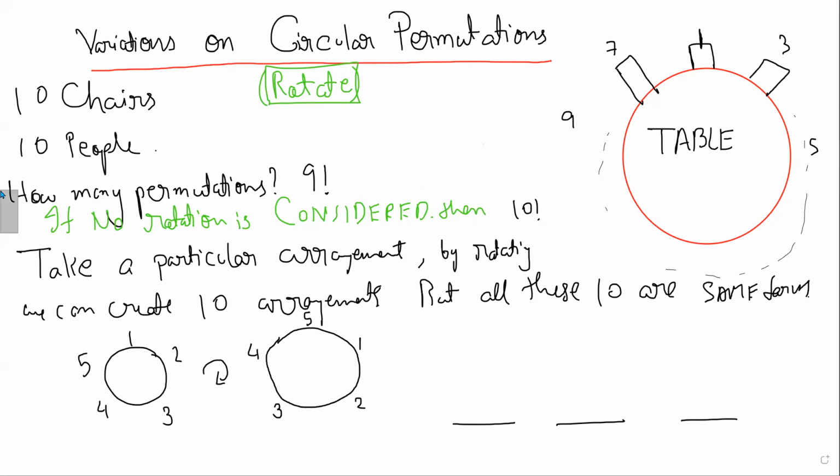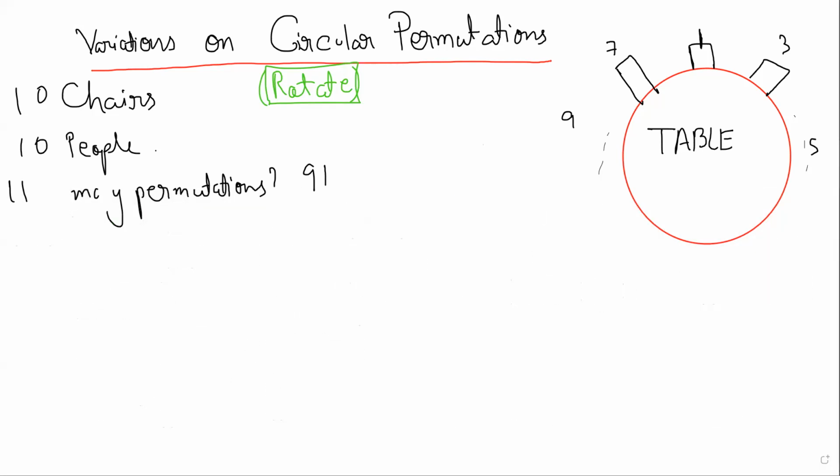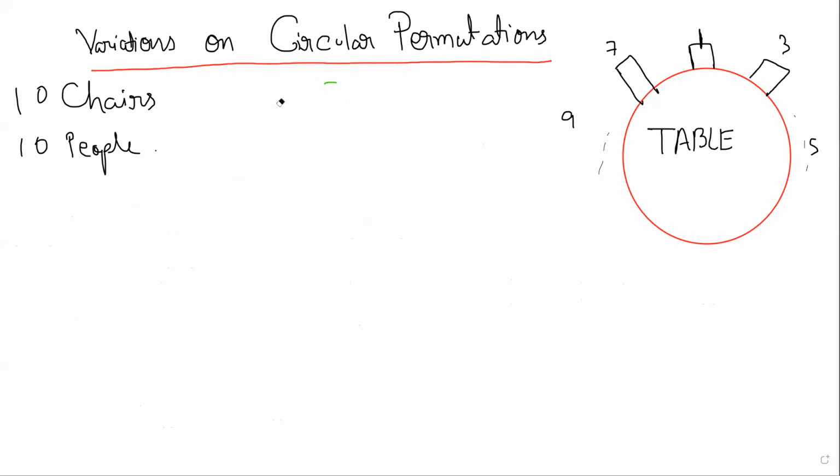All right, so let's remove these things. Now there are other ways to say it, but for now, we have n people and n chairs, and we have n minus 1 factorial arrangements.